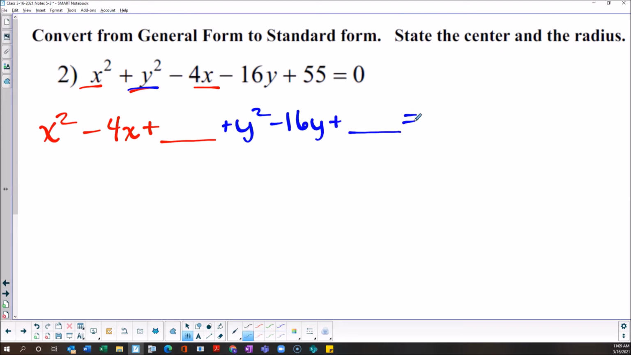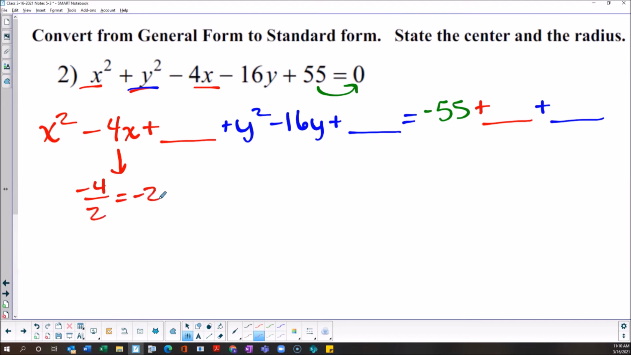And then I'm going to go ahead and in one step, put the 55 on the other side. So subtract that. And just so I don't forget, I'm going to put a space for the X term and the Y term. Okay? So now I'm going to go back and take my middle term, divide it in half. I get negative 2. And I'm going to square that and put it in that blank.